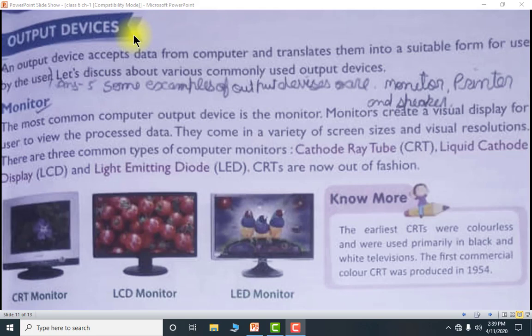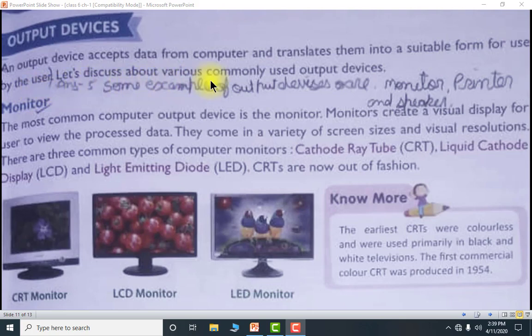So first of all, what is an output device? Output devices are those devices which help you to show the output produced by the computer to you, or you can say to the user. Let's see what is given in your book. An output device accepts data from the computer and translates them into a suitable form for use by the user.